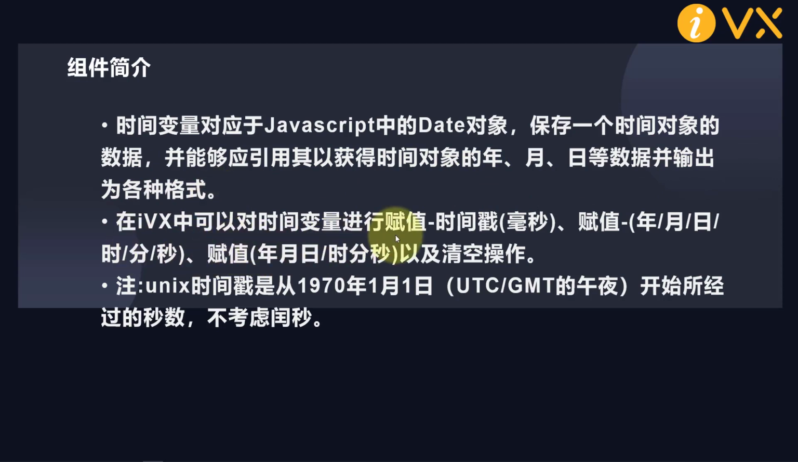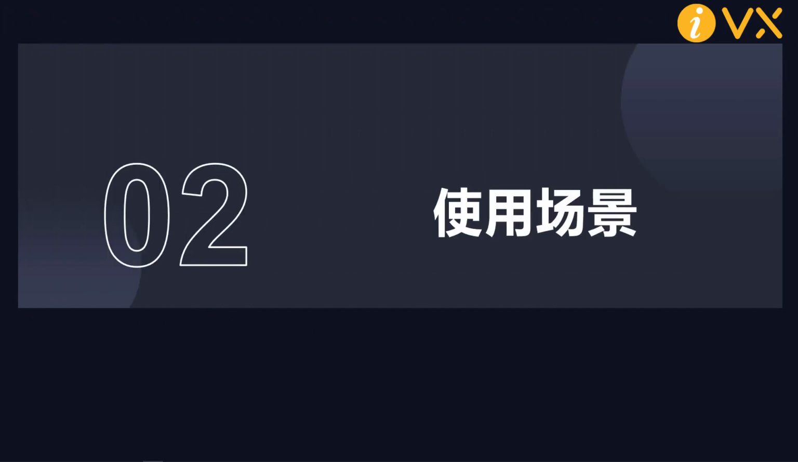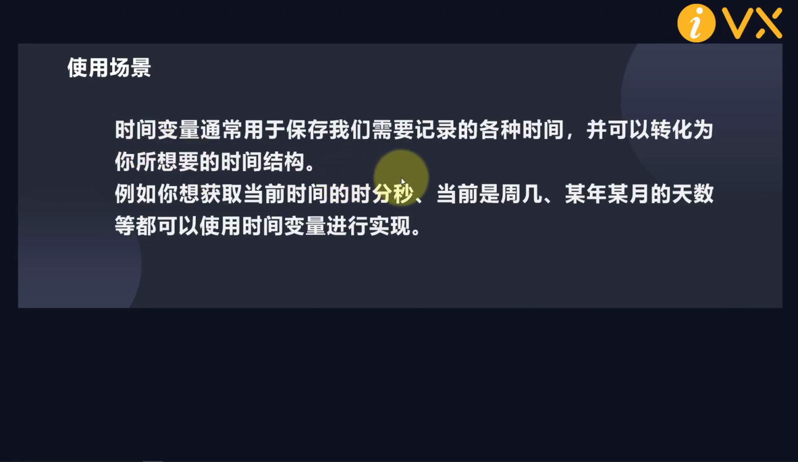In HeCode, we can assign values to time variables. The assignment methods include a timestamp, mm/dd/yy hours, minutes and seconds, and the complete mm/dd/yy hours, minutes and seconds. Here we can briefly introduce it to you. Our timestamp refers to the number of seconds that have passed since January 1, 1970.